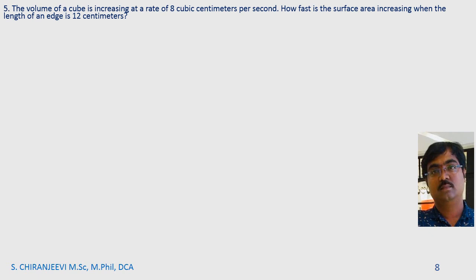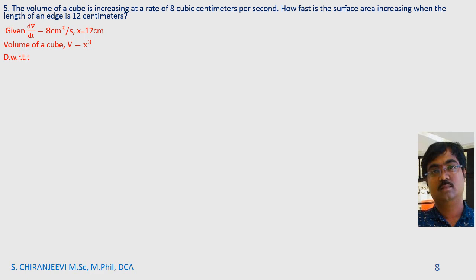Next problem, fifth one, the volume of a cube is increasing at a rate of 8 cubic centimeters per second. How fast is the surface area increasing when the length of an edge is 12 centimeters? Given dv by dt equal to 8 centimeter cube per second, x equal to 12 centimeter. Volume of a cube, v equal to x cube.